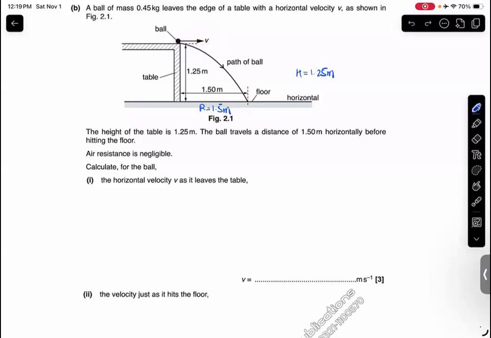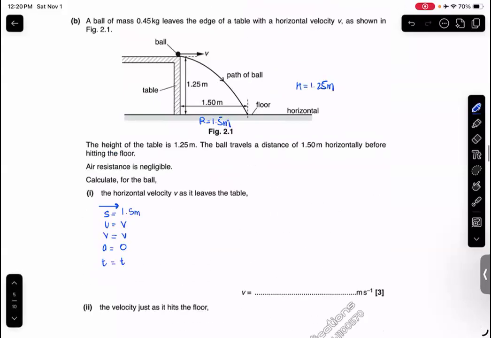So basically, they want me to find out the horizontal velocity V, right? So let's write down SUVAT. The problem is we only know R, which is 1.5 meters. We don't know what V is. We don't know what acceleration is, probably zero, and we don't know what time is. That's a problem. So we have nothing. Okay, what do we do now?